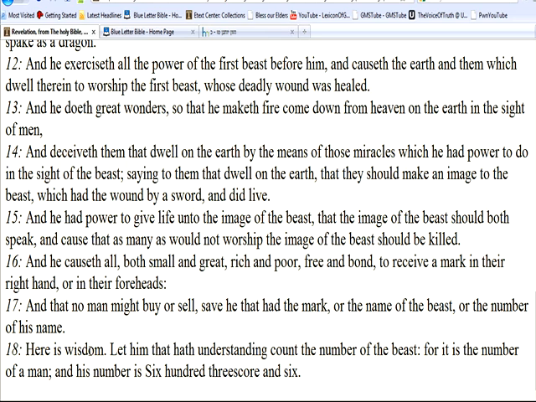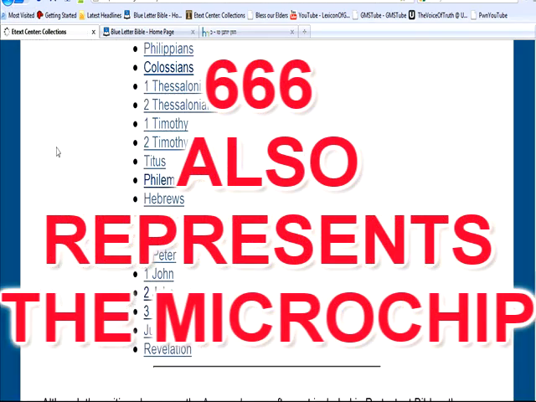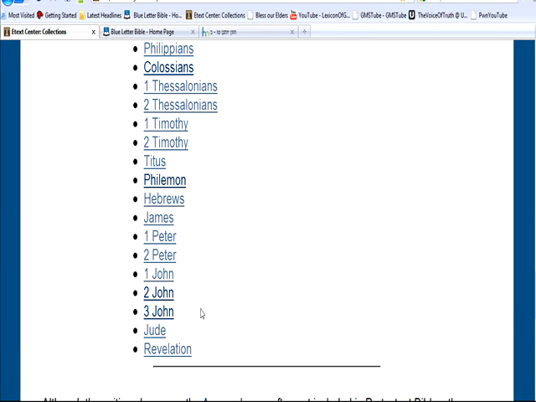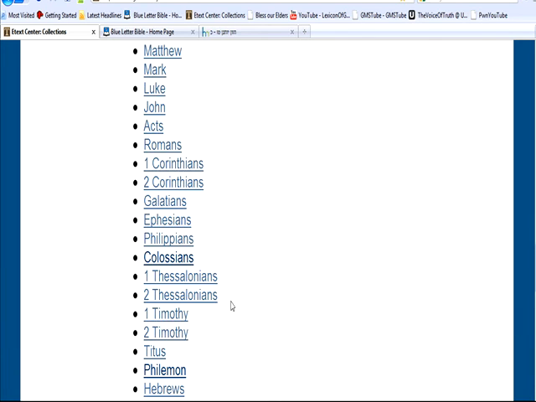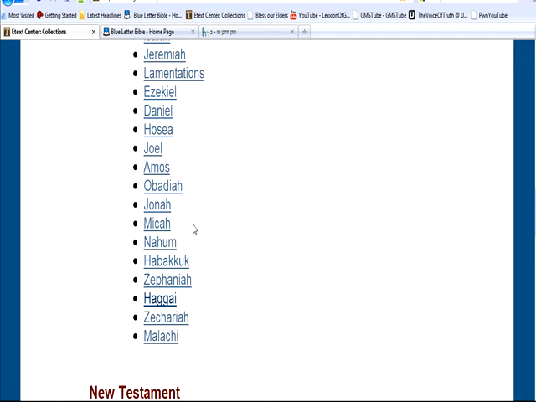Verse 18, it says, "Here is wisdom. Let him that hath understanding count the number of the beast, for it is the number of a man, and his number is 666." All right, that's the number of Esau. That's the number of the beast. And that's the number that the Most High is allowing to be destroyed in this time around.